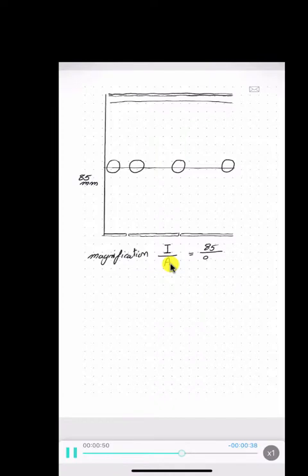measured by the ruler under the microscope, which will be equal to 0.5 millimeter in this exam. So divide 85 millimeter over 0.5 millimeter to find the magnification. It should be a whole number.